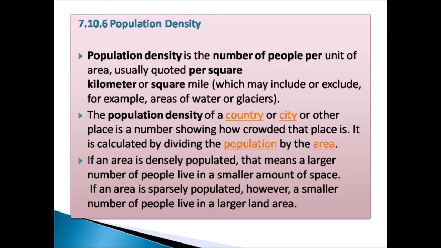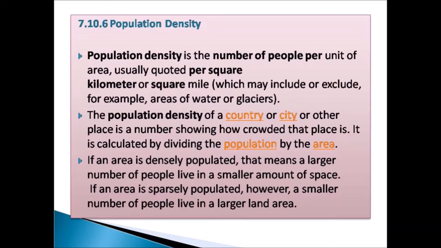Population density. Before going into this topic, first we have to understand what is meant by population density. Population density is the number of people per unit of area. It may be either per square kilometer or square mile. By knowing the population density of a particular area, we can know how crowded that place is. The population density is calculated by dividing the population by the area.